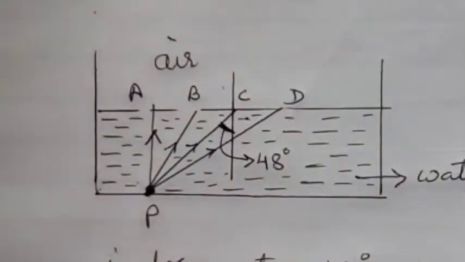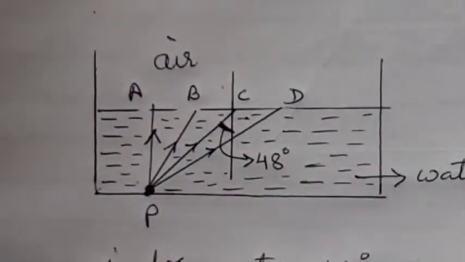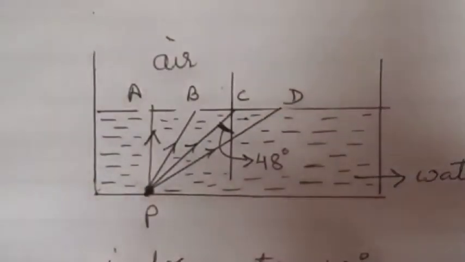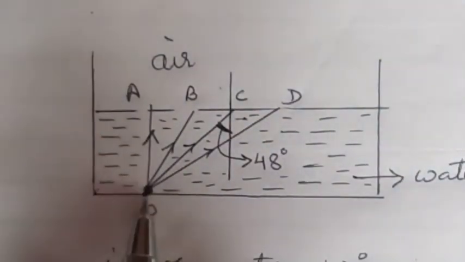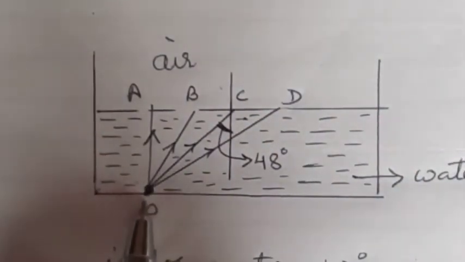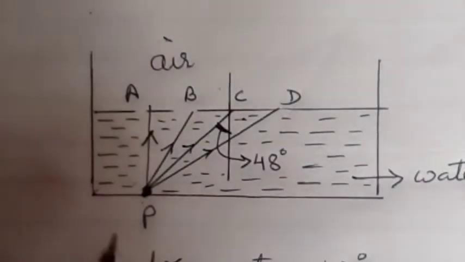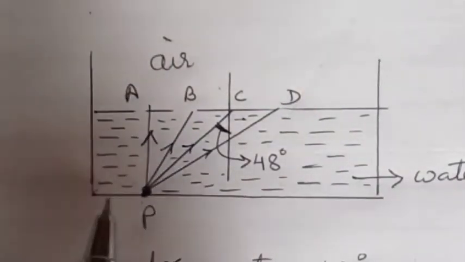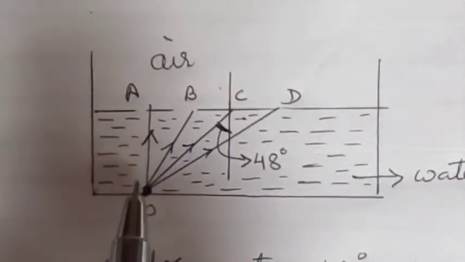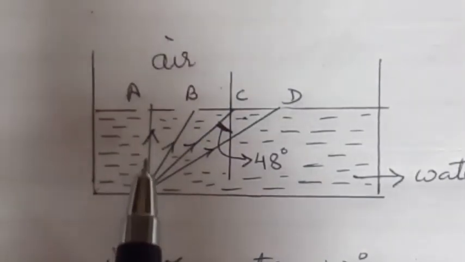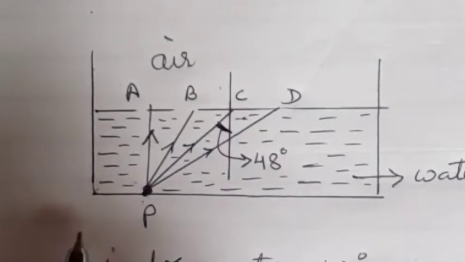Well, let's try to do another question. In this question, we have been given a beaker which is filled with water, and there's a point P here. Now there are four rays starting from point P: A, B, C and D, in such a way that ray A goes out normally, moving upwards, and strikes the water-air interface at right angles.